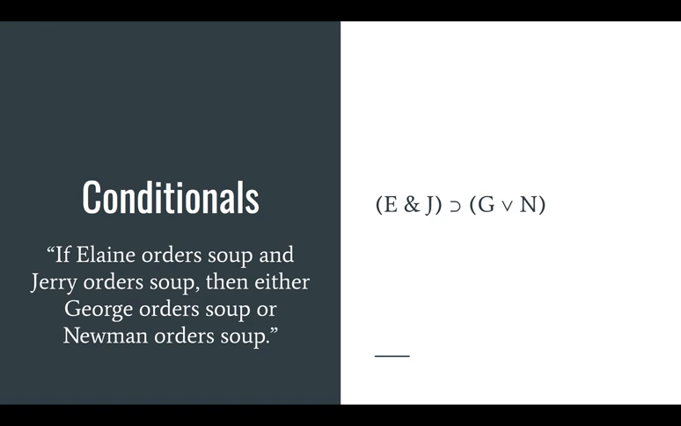The antecedent is the conditions, and the consequent is the result. So if Elaine orders soup and Jerry orders soup, if those two things happen, that's why E and J are in parentheses, then, horseshoe, either George will order soup or Newman orders soup. So that's when the G, wedge, N come into play. Alright, so I hope those are helpful. One more case that I just want to point out here.